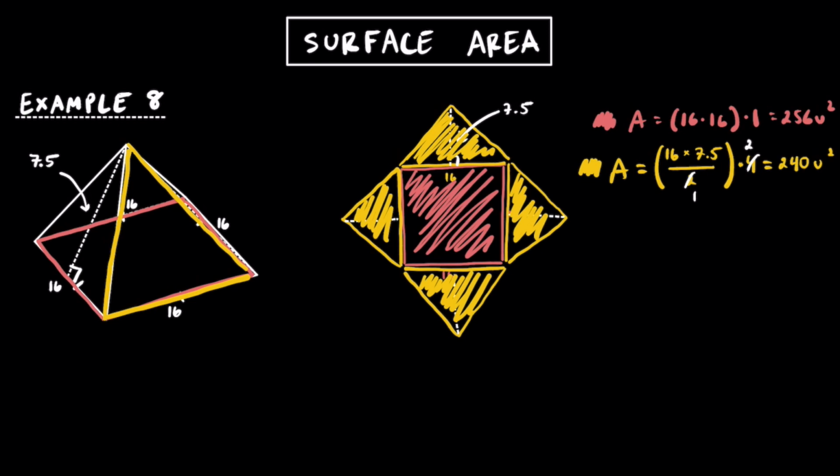And I think that's all the pieces we need here, right? So now that we have the area of the base and all 4 triangles together, we should be able to add up all of those together. And I'm thinking 496. That seems right. That would be the surface area of this pyramid.